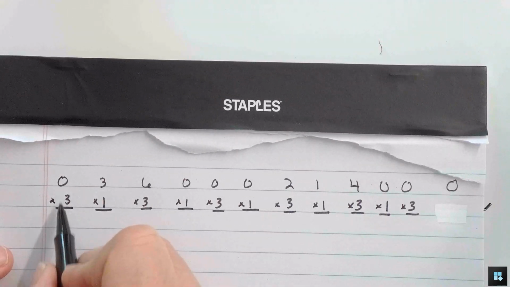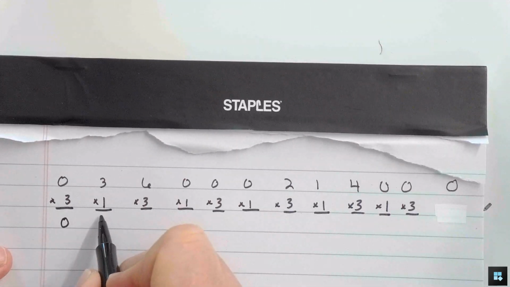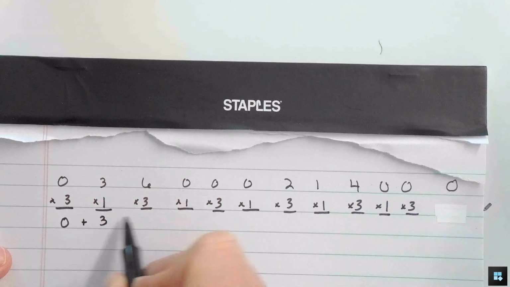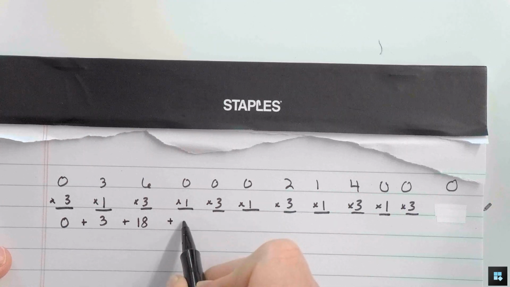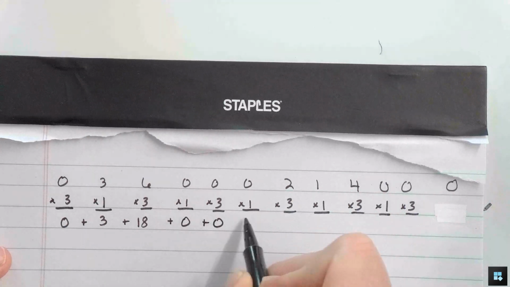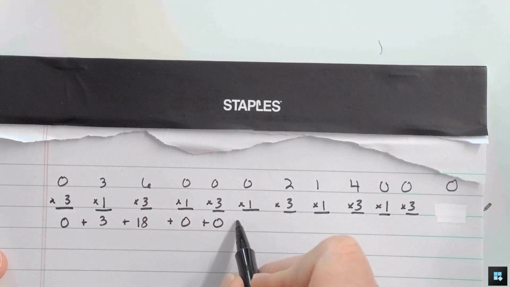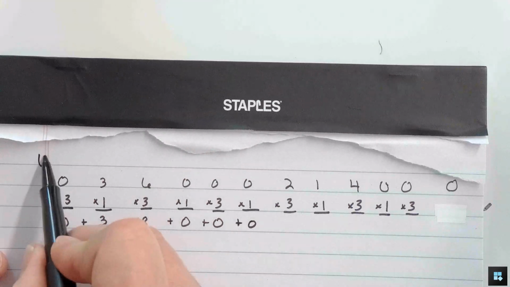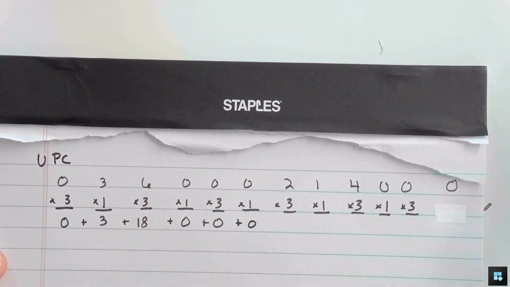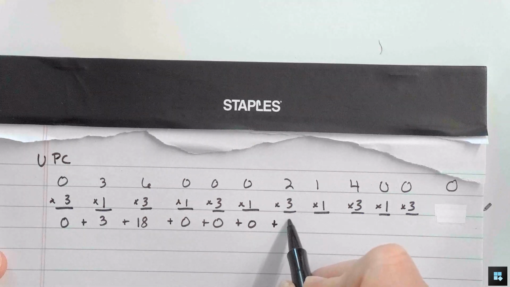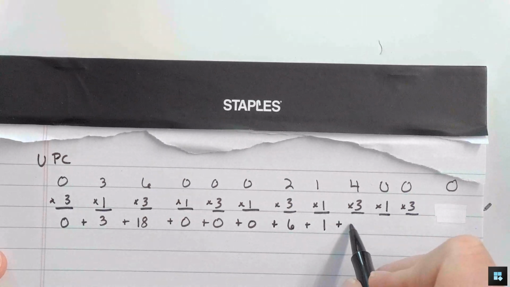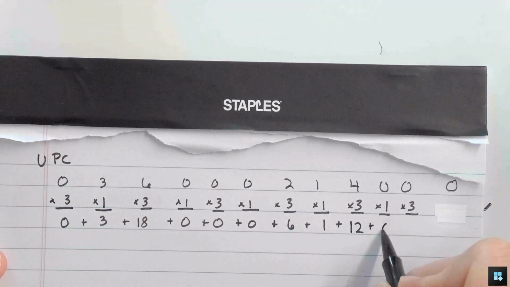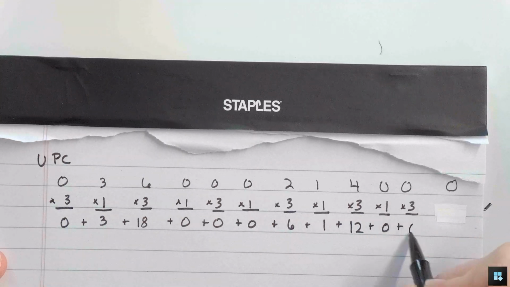So 3 times 0 is 0, 3 times 1 is 3, 3 times 6 is 18, 1 times 0 is 0, 3 times 0 is 0, 1 times 0 is 0. 3 times 6 is 18. 1 times 1 is 1. 3 times 4 is 12. 1 times 0 is 0. 3 times 0 is 0.